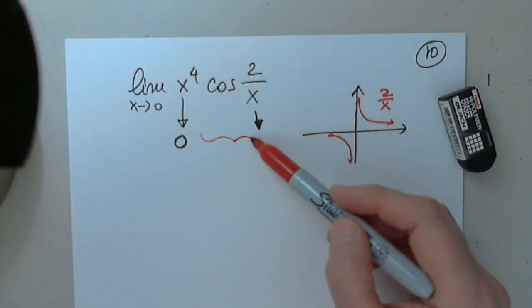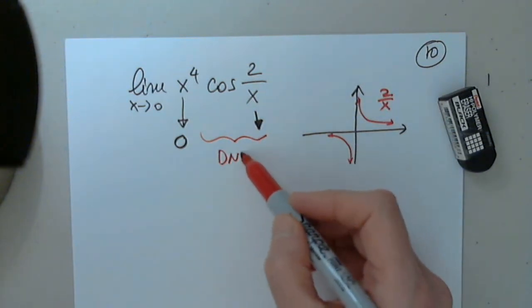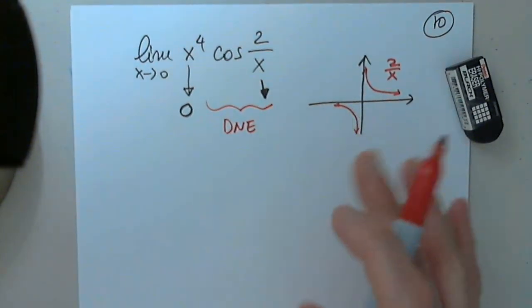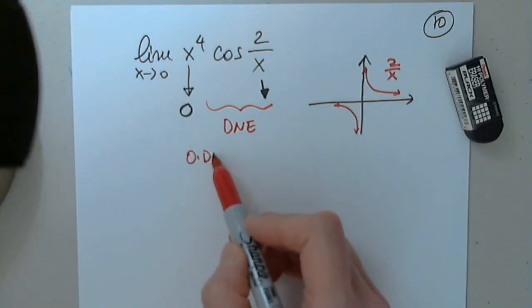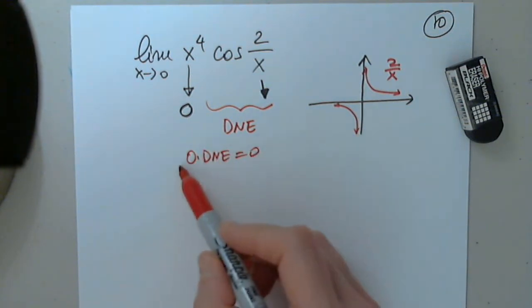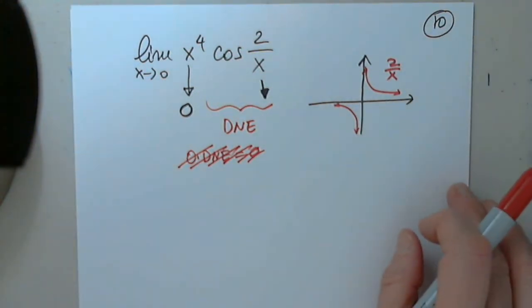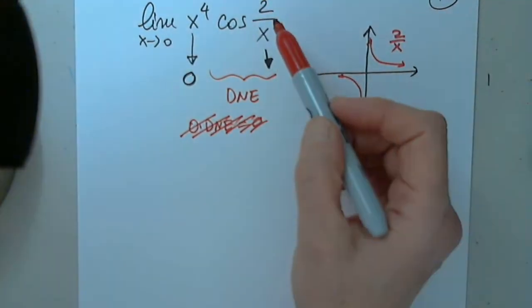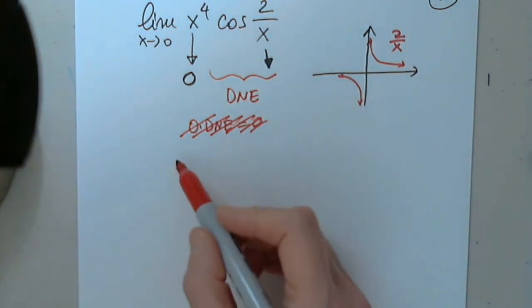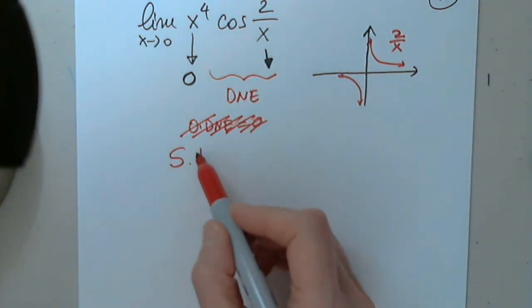So this is D and E. Now you can say, well, 0 times D and E is 0. No. It could be, but we don't know. So this is a typical example in which we will use the squeeze theorem.